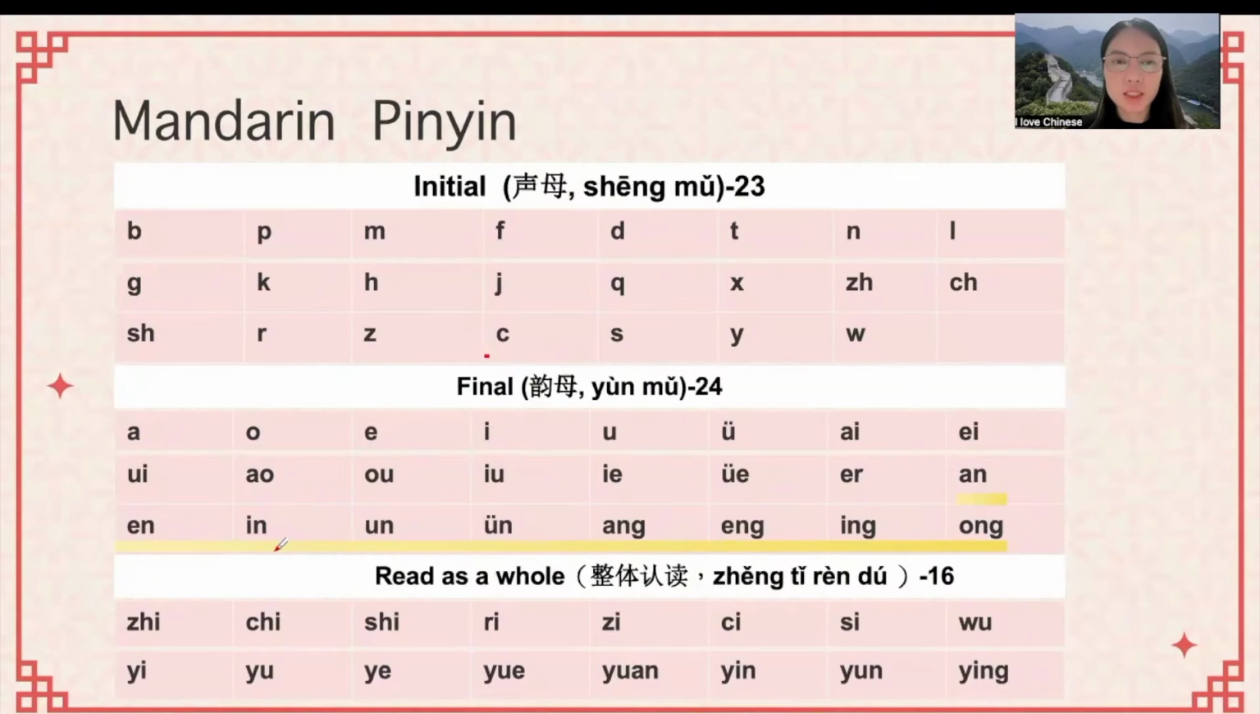Let's look at initial, final, and syllables read as whole in detail. We have 23 initials, 24 finals, and 16 fixed syllables. Let's look at initial first.